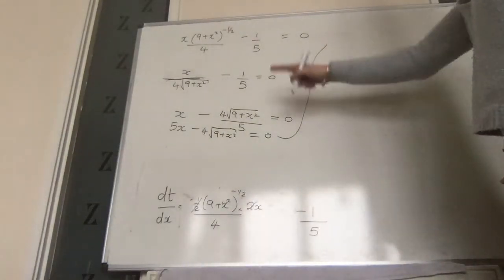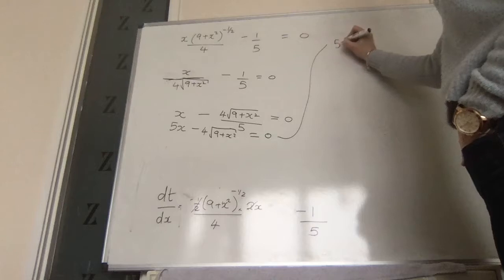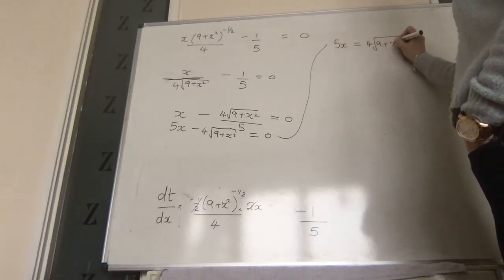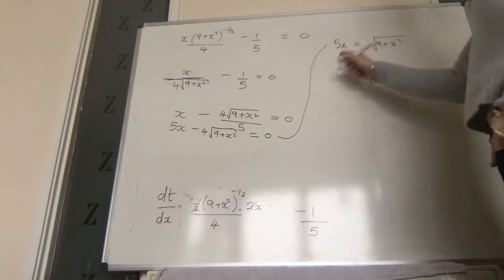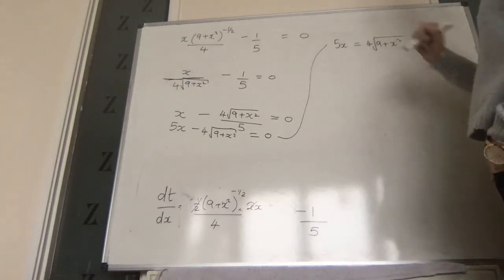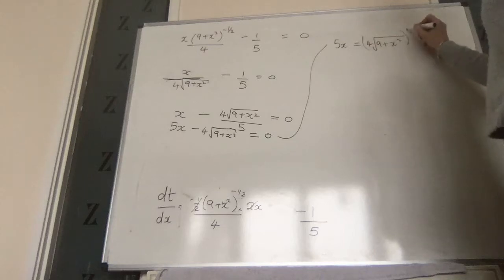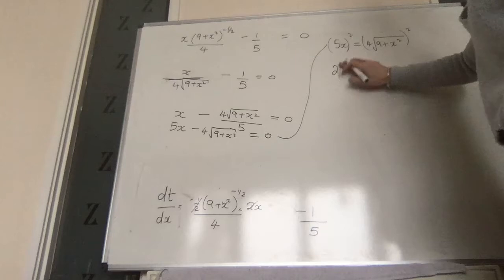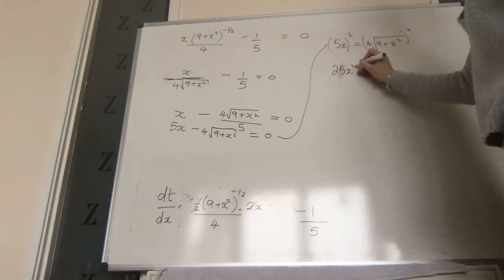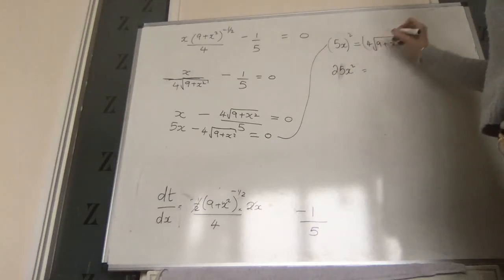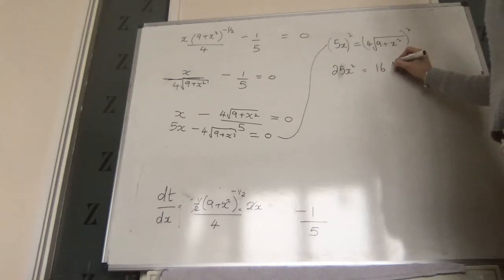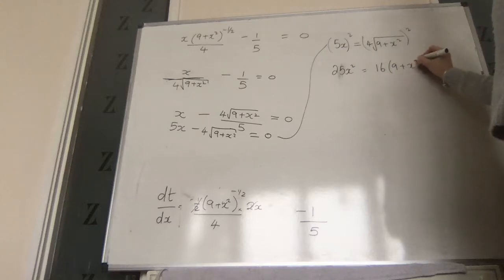Let's go up here. Isolate the surd, so 5x is equal to 4 root 9 plus x squared. Square both sides to get rid of the surd. Just be careful with the 4. But square both sides, and you get 25x squared is equal to, that's 4 by root 9 plus x squared by 4 by root 9 plus x squared. So you're going to get 16 times 9 plus x squared.